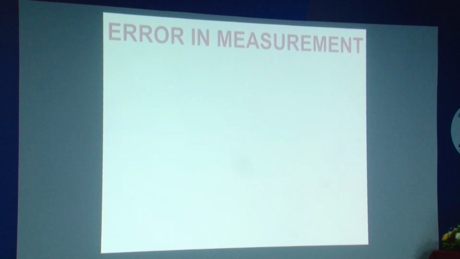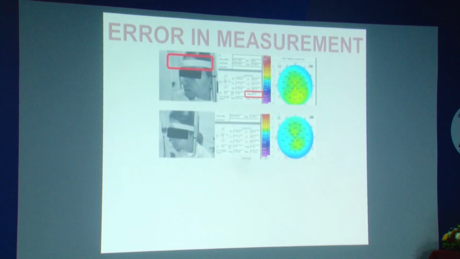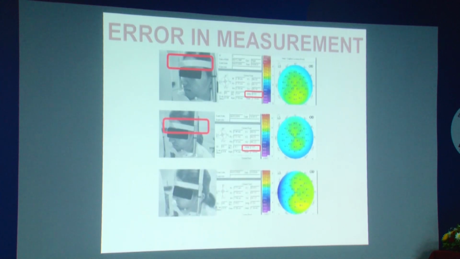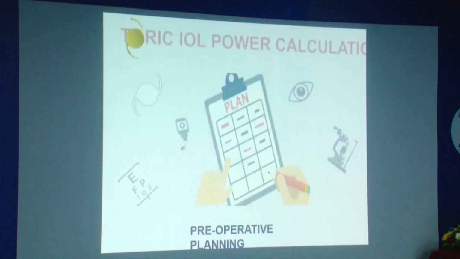Now, there are various errors in measurements. Dr. Parul has already shown this. If the head is not sticking to the head bar while doing the measurements, or if the head is sticking to the head bar but there is a tilt, compared with a normally positioned patient, see the amount of difference. The difference can be as much as 1 diopter in magnitude and almost 10 degrees in axis. And therefore, it's very important, like Dr. Parul mentioned, that your assistant or your optometrist be told how to take these readings and probably repeat the readings in case differences are being seen.